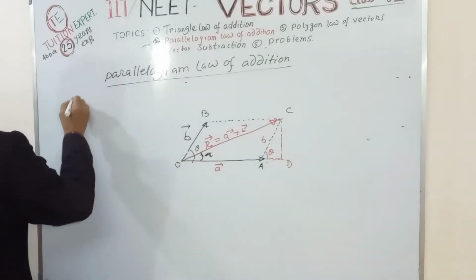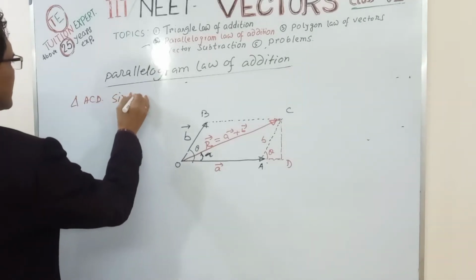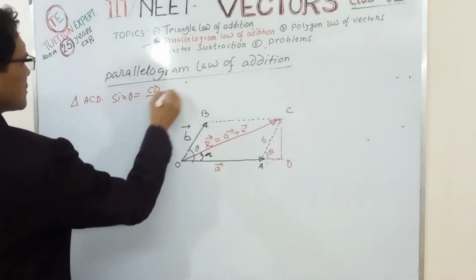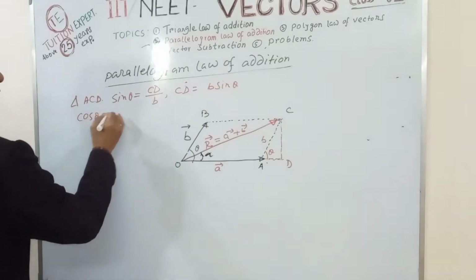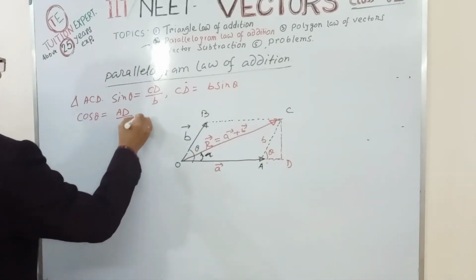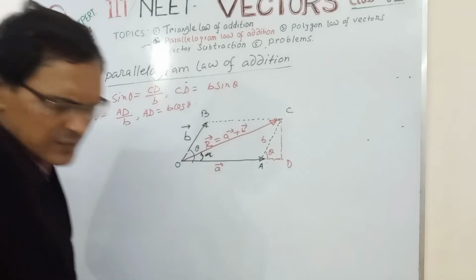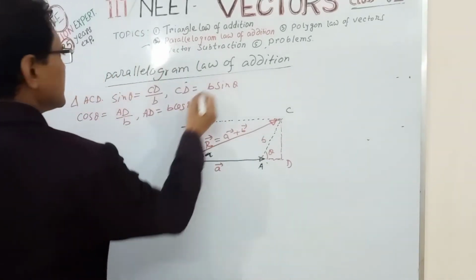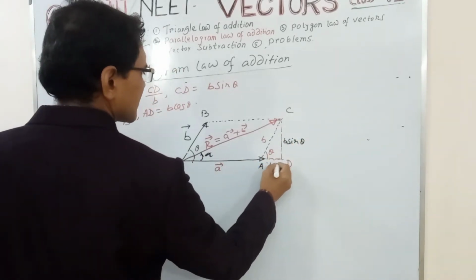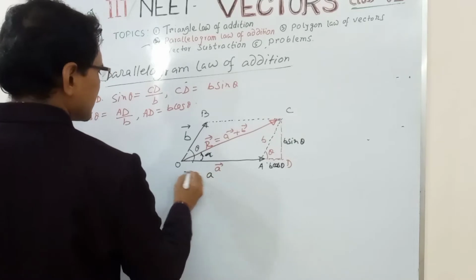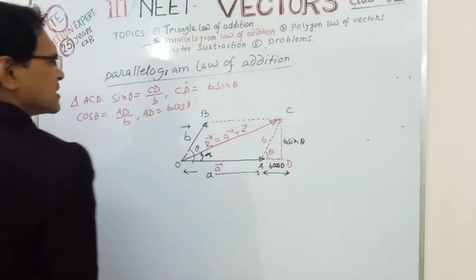So in triangle ACD, sin theta equals CD by B, so CD equals B sin theta, and cos theta equals AD by B, so AD equals B cos theta. So we get the result CD equals B sin theta and AD equals B cos theta. And this side is A, this is B cos theta, this is B sin theta.